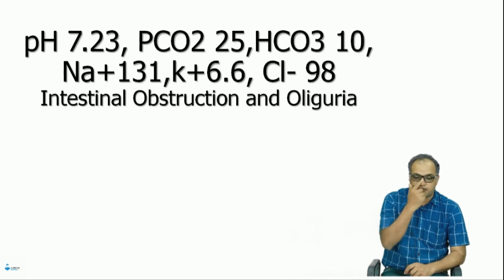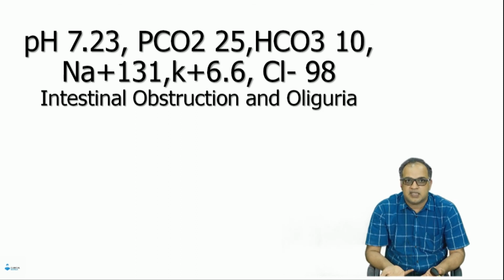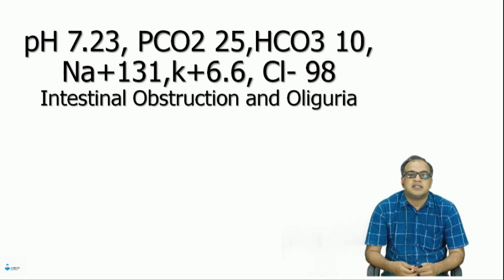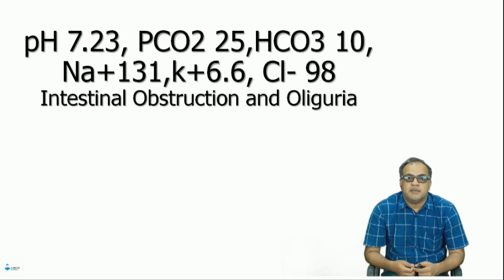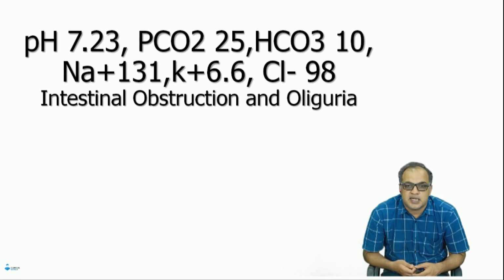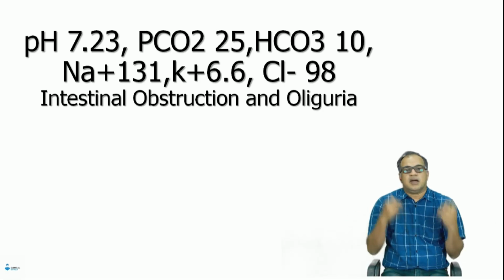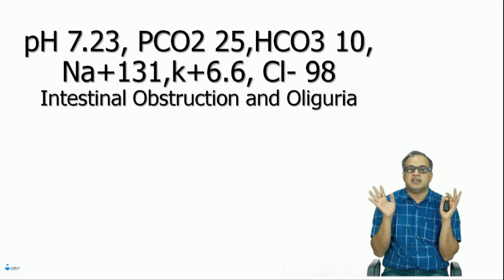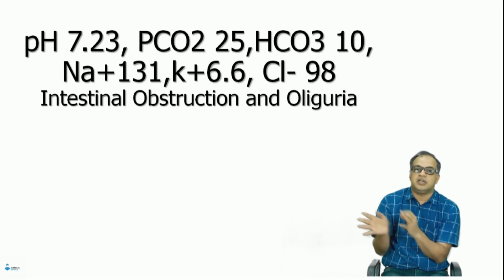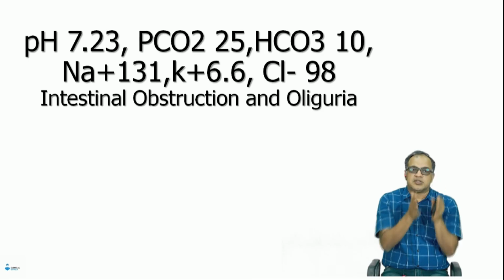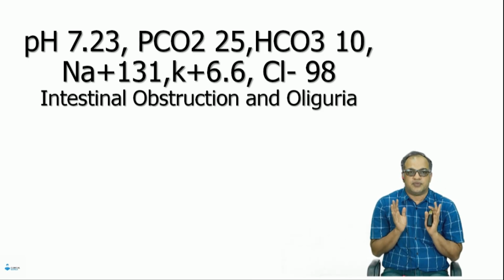Now another question. This is the last question, or probably the last slide. The pH is 7.23. The bicarb is 10, PCO2 is 25, sodium 131, potassium 6.6, chloride 98, intestinal obstruction and oliguria. Again, we will solve it just like we have learned so far, without getting intimidated by the history, the potassium, the oliguria or the intestinal obstruction.